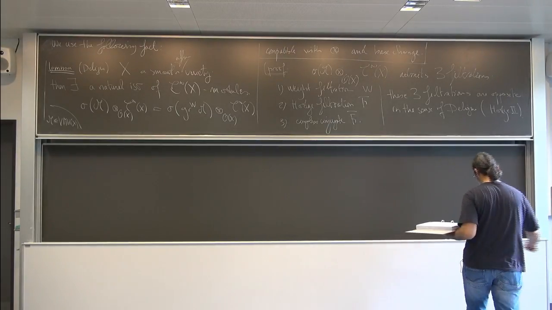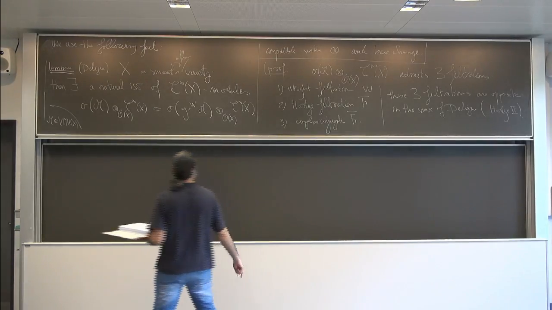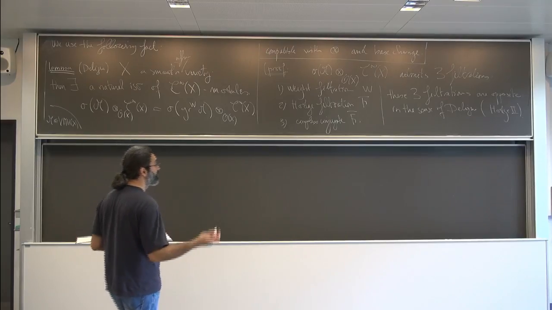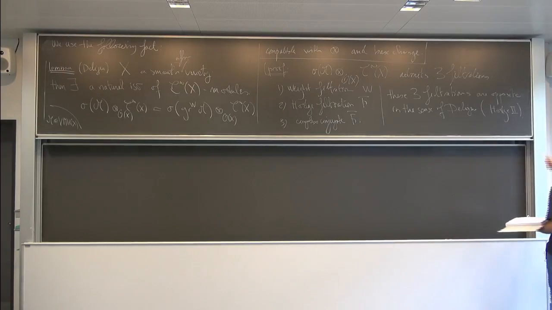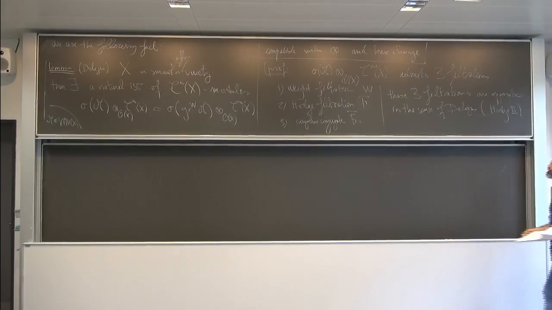And then somehow the proof of the lemma is to apply a general fact, which is also to be found in Hodge 2, which somehow says that whenever you have opposite filtrations, you can show that these filtrations split naturally. There are natural splittings of these filtrations whenever they are opposite.